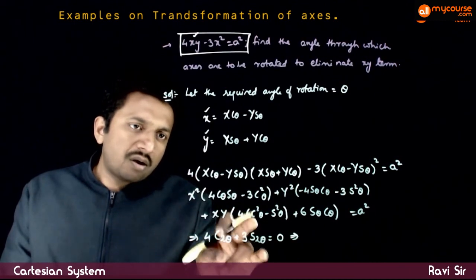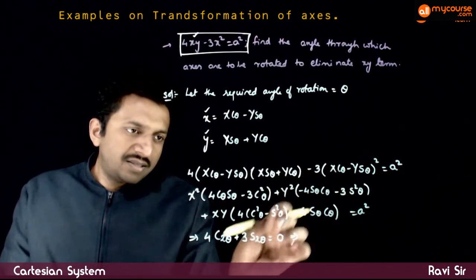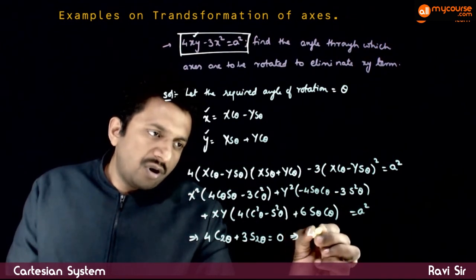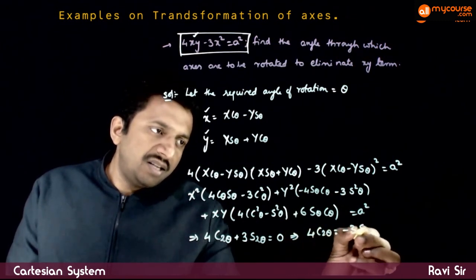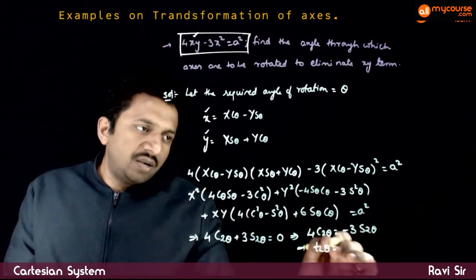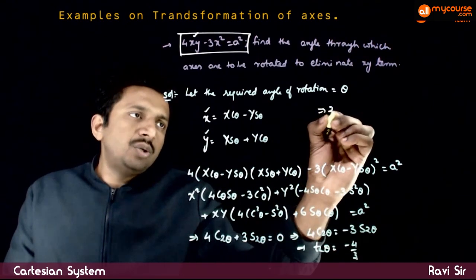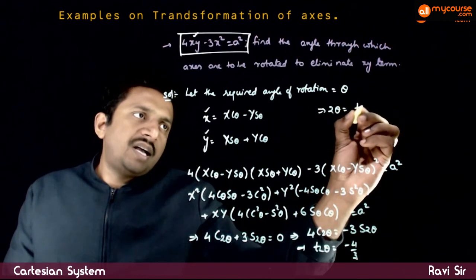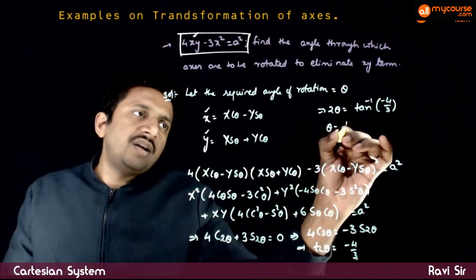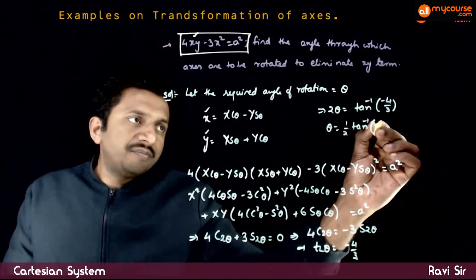4 cos square theta minus sin square theta plus 6 sin theta cos theta is equal to 0. So 4 cos 2 theta is equal to minus 3 sin 2 theta. This implies tan 2 theta is equal to minus 4 by 3. So this implies 2 theta is equal to tan inverse of minus 4 by 3. So theta is equal to half tan inverse of minus 4 by 3.